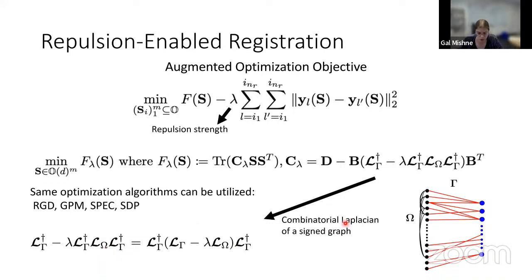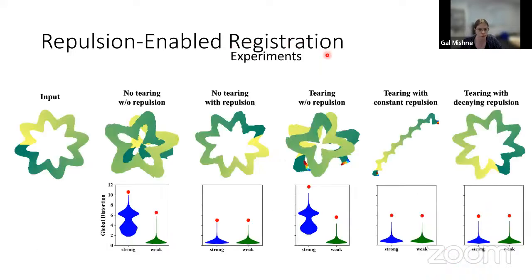So we could think of this as a combinatorial Laplacian of a signed graph, looking at the relationships between pairs of points that are close to each other and pairs of points that should be far away in the embedding. And we can use the same kind of optimization algorithms in order to solve this alignment problem and get our registration of our local views.